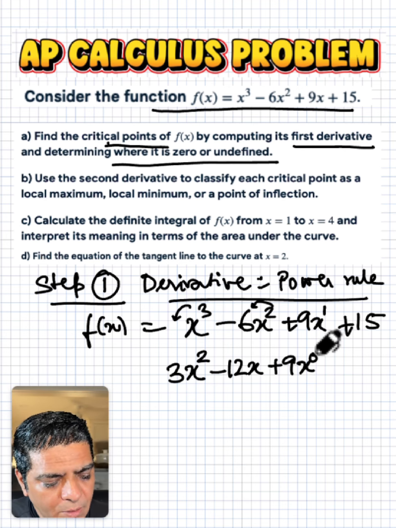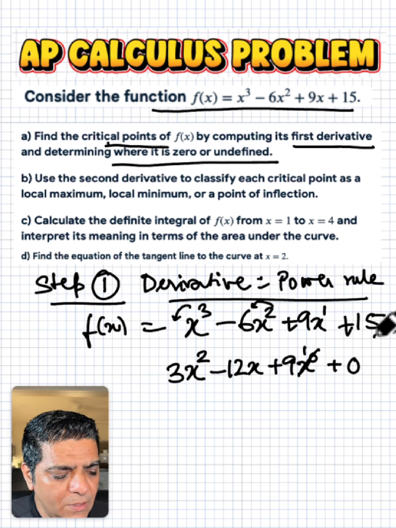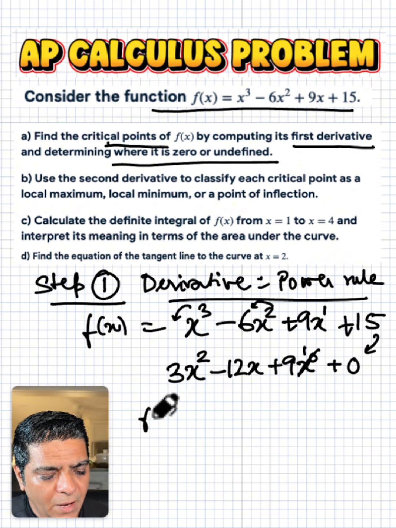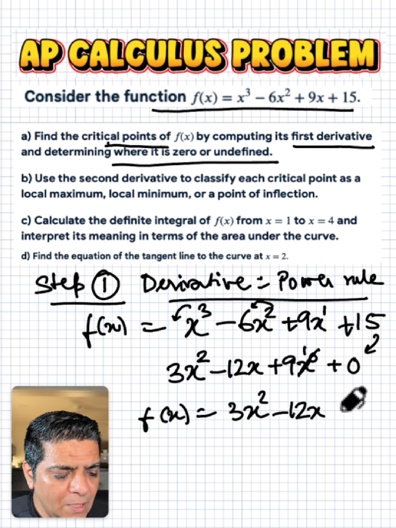Okay, so that's going to be just 1. So 9 times 1 is 9, plus 15 is going to be 0, because the derivative of a constant is going to be 0. So we have f'(x) equals 3x squared minus 12x plus 9.